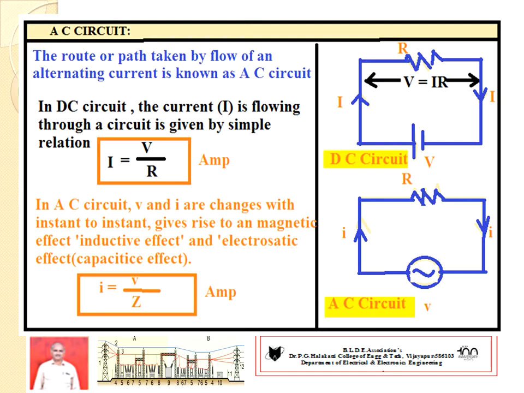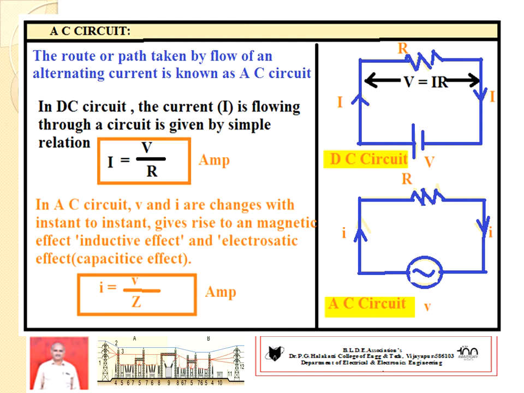One thing: as per Ohm's law in a DC circuit, the current flowing through the resistance is given by I equal to V by R. That is in a DC circuit. But this equation is not valid in case of an AC circuit, because the voltage and current both are changing instant to instant, which gives rise to a magnetic effect, that is the inductive effect, and a capacitive effect, that is known as the electrostatic effect.